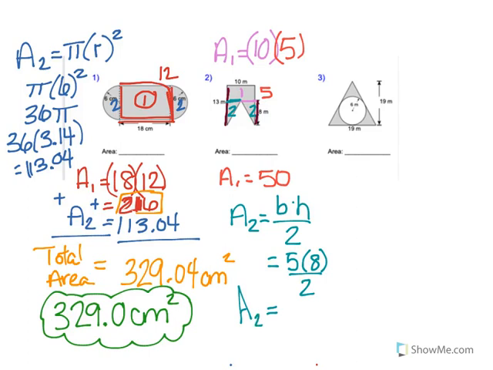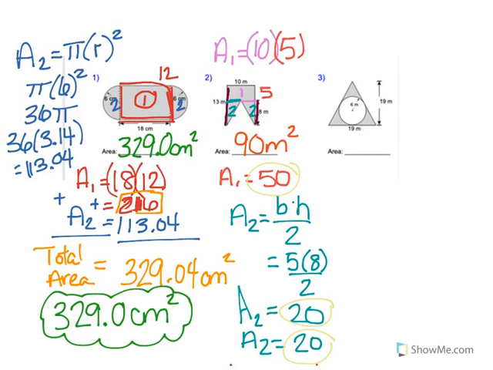So I do the math. 5 times 8 is 40, divided by 2 is 20, and there are 2 of those, so there are 2 20s and a 50 that I have to add all together. So 50 plus 20 plus 20 is going to give me 90 square meters.